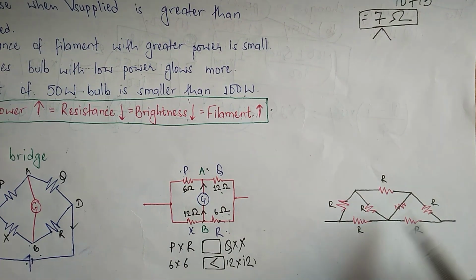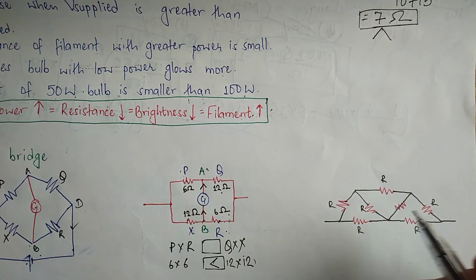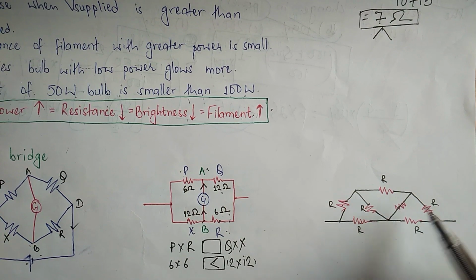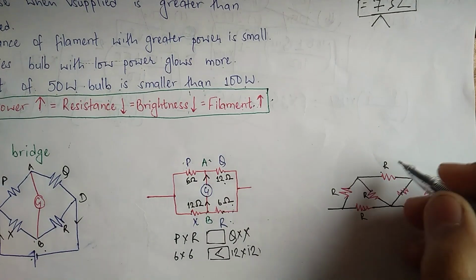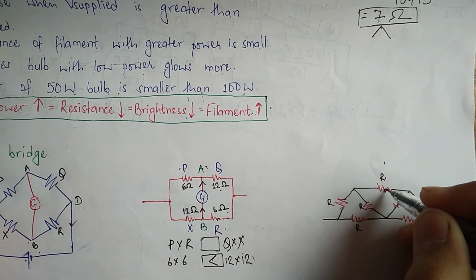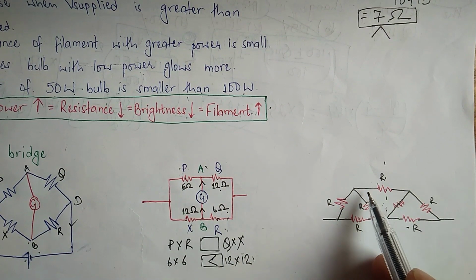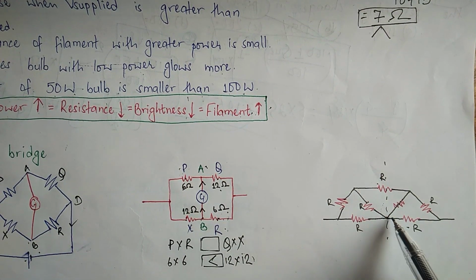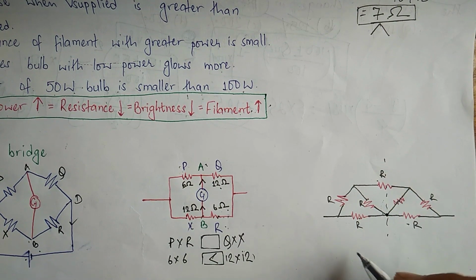There is another problem here. This looks like a mess, but it's quite easier compared to others. You can see here are 3 resistances, here are 3 resistances, and there is 1 resistance. So if you draw a vertical line like this, it will be symmetrical. This half part will be equal to this half part. So in this condition we can remove this point from the joint.